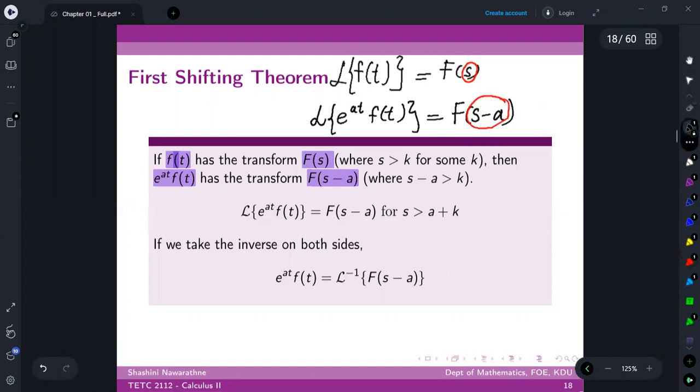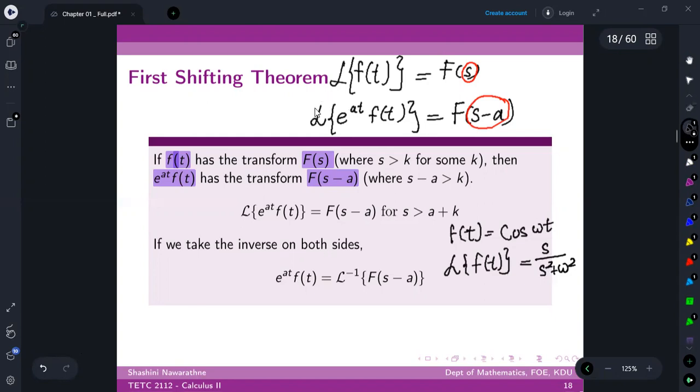So let's consider an example. We know that when f of t is equal to cos omega t, then the Laplace transform of f of t is equal to s over s squared plus omega squared.